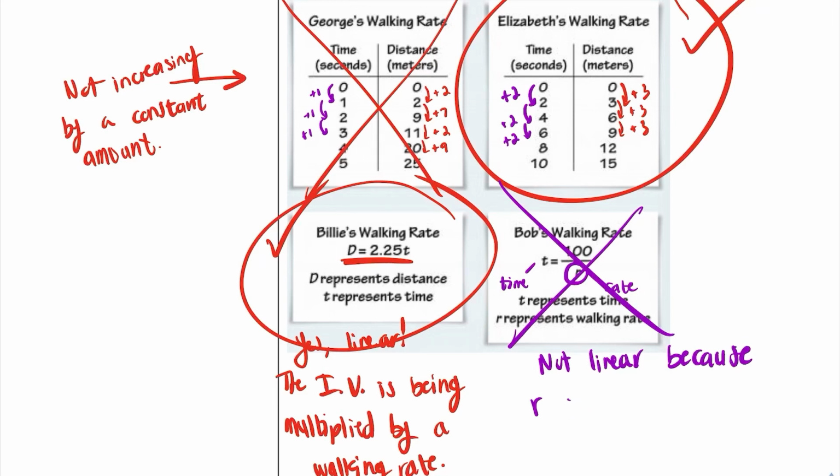Because R, and I'll say the rate here, because R can change, and it really shouldn't, especially if it's going to be linear.